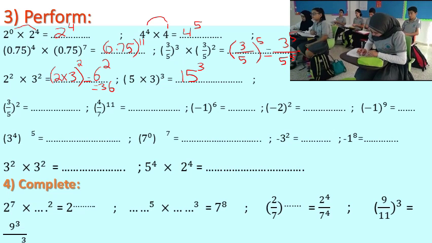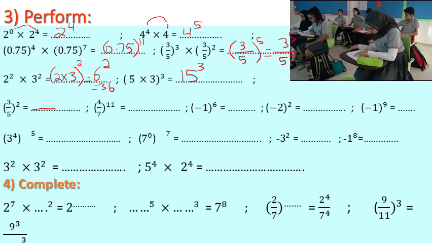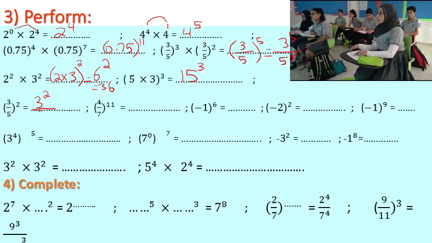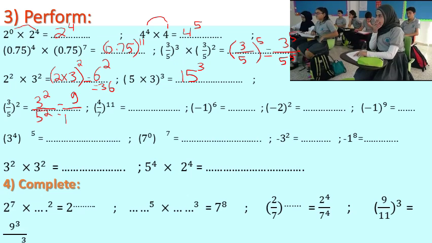Now 3 over 5, all of it squared, Hassan. How can we write 3 over 5, all of it squared? Equals 3 power 2 over 5 power 2, which is 9 over 25, because 5 squared is 25.